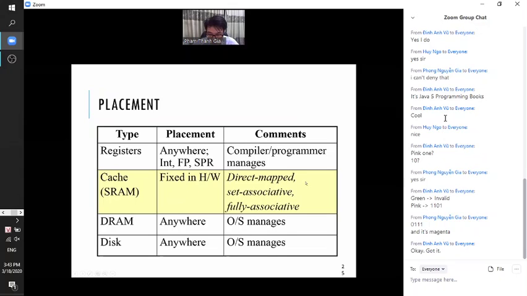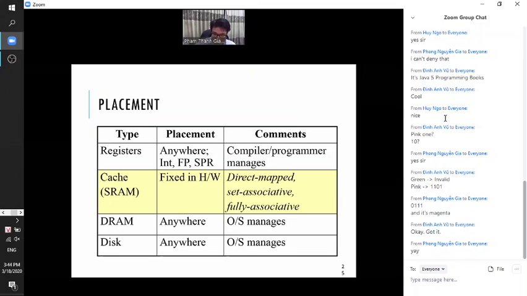There are three policies for storing in the cache. One is called direct mapped, the second is set associative, and the third is fully associative. It's very difficult to translate, but again, this subject we don't need to translate. We will learn later what direct mapped, set associative and fully associative are.